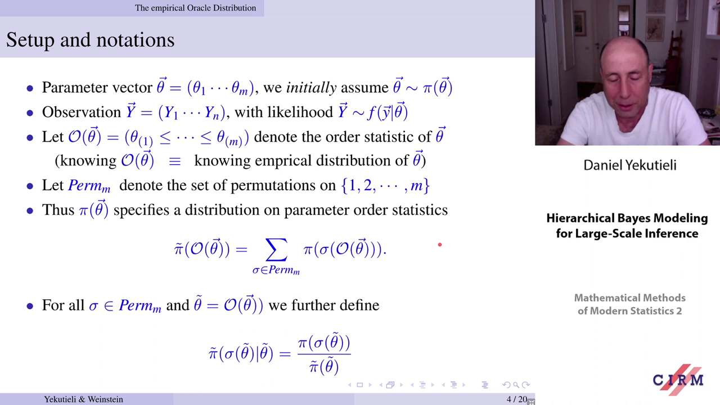Now some new stuff. We use this fancy O, this calligraphic O, to denote the order statistic of our parameter vector, okay?